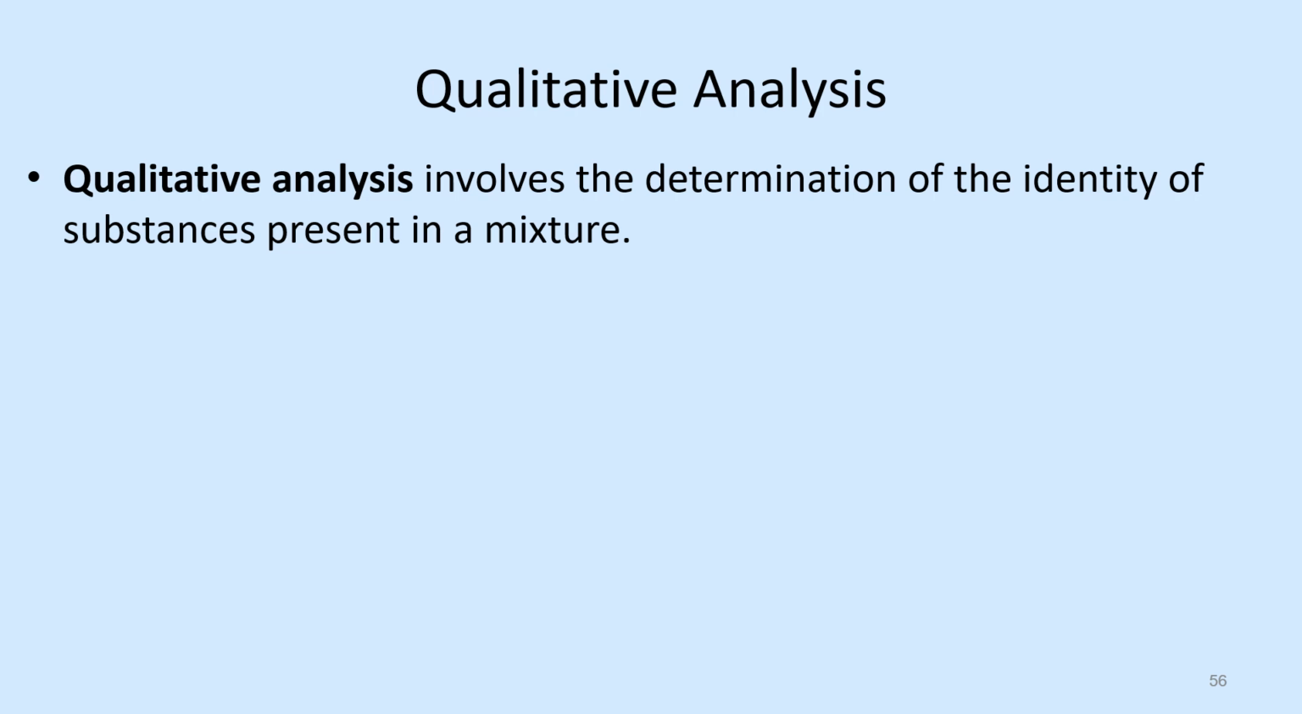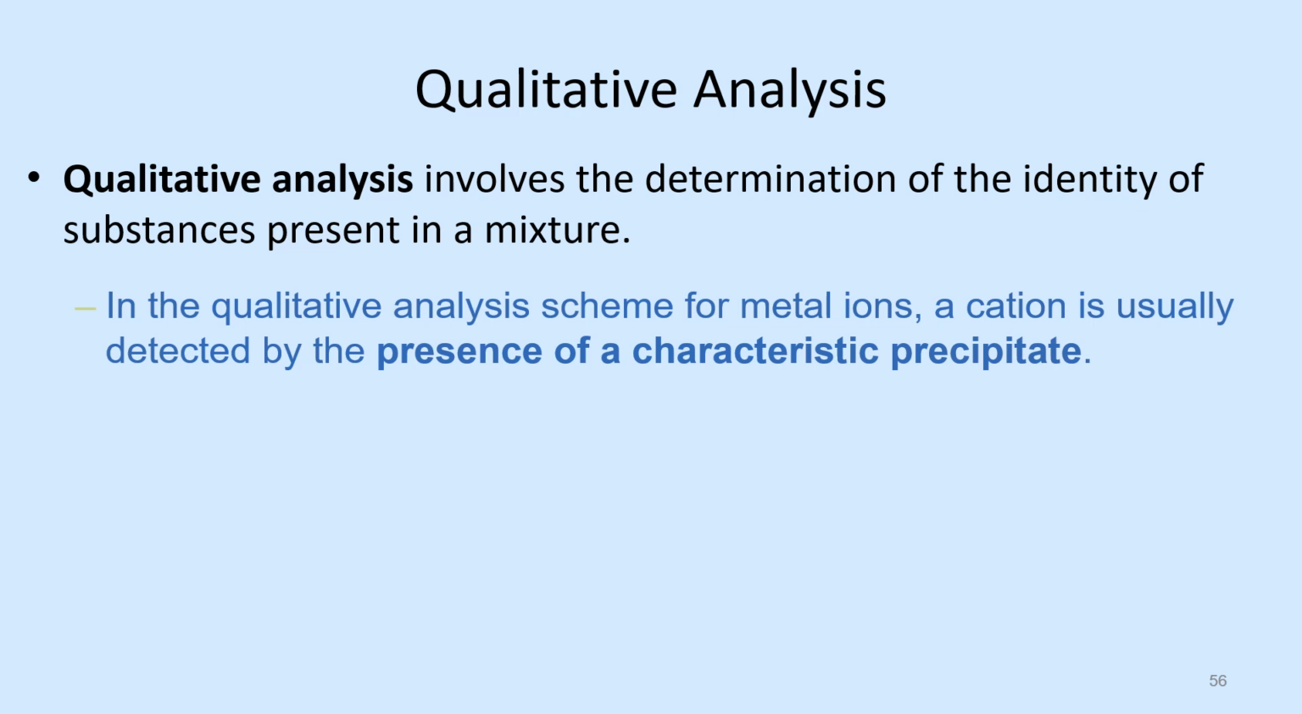And then finally, the last topic I wanted to talk about is qualitative analysis. And again, this is because we're doing a lab having to do with qualitative analysis. So it involves the determination of the identity of a substance, but what's the difference? Quantitative wants to tell you how much, but qualitative has to do with just identifying it. So what we're going to do is look at or analyze what happens to different metal ions when they're reacting with other ions. What are some characteristic precipitates that happen?